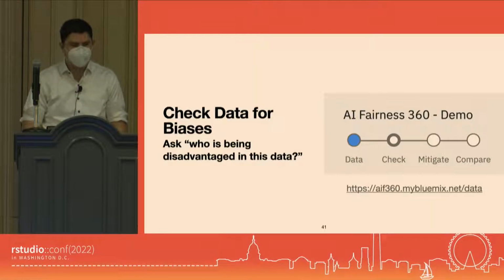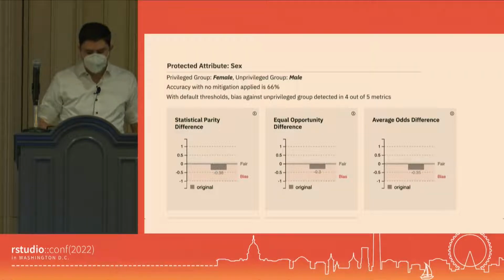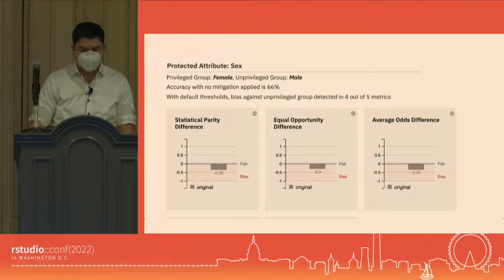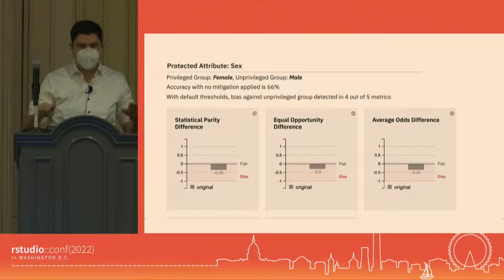The AI Fairness 360 has some demo data that you can take a look at, and this is an example of what it can produce for you. This data was analyzed and has a privileged group, which happened to be females, and an unprivileged group, which happened to be males, because we have representational issues of unequal weighting.